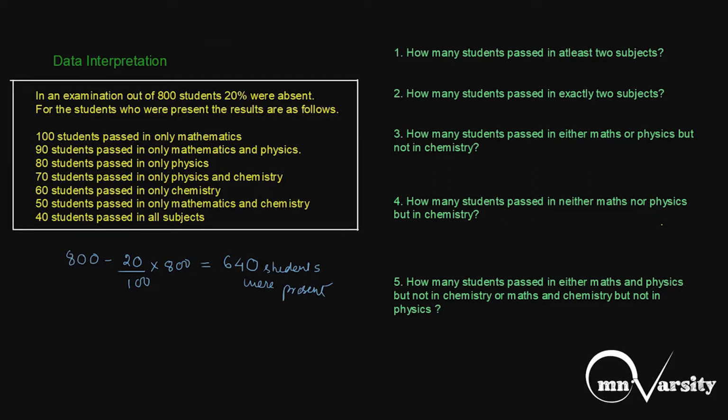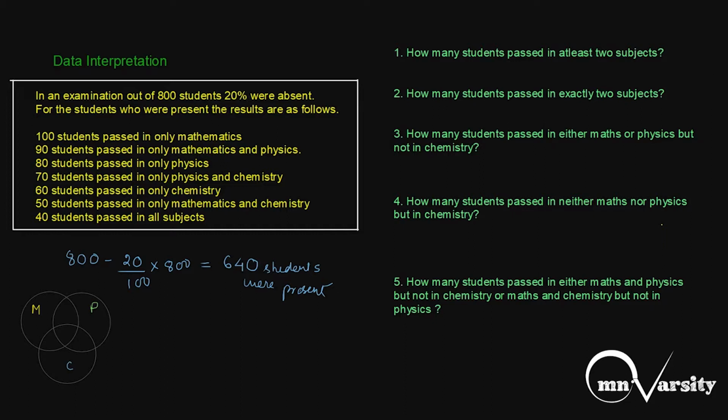To understand this, we need to draw the Venn diagram first. Since there are 3 subjects, we need 3 circles. Let us take the first circle for maths, the second one for physics, and the third circle for chemistry.